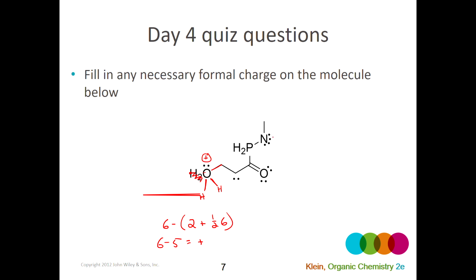This nitrogen here has a charge. Nitrogen needs 5 to be balanced, but it's got 2, 4 all to itself, and half of these 2, 4 that it's sharing, and so that gives me 5 minus 6, that gives me a negative 1.